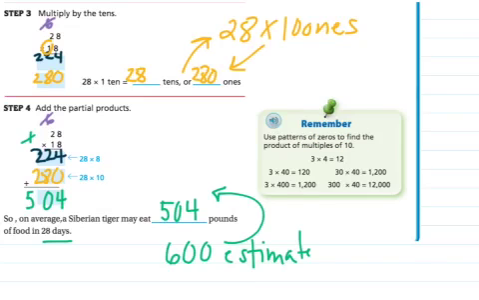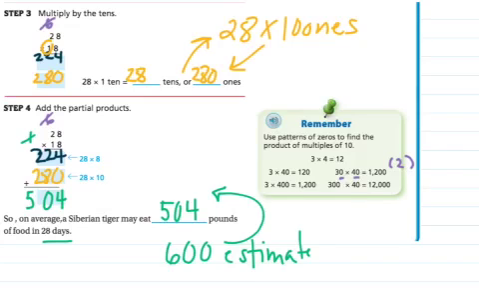It says, remember, use patterns of zeros to find the product of multiples of 10. So if we pull out the basic fact, 3 times 4 is equal to 12, we know that 3 times 40 would equal 120. 30 times 40 would equal 1,200. And notice, boys and girls, there are 2 zeros in each of the factors, and there are 2 zeros in our product.